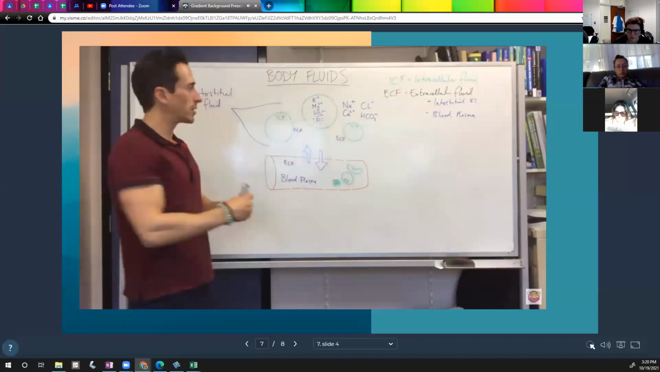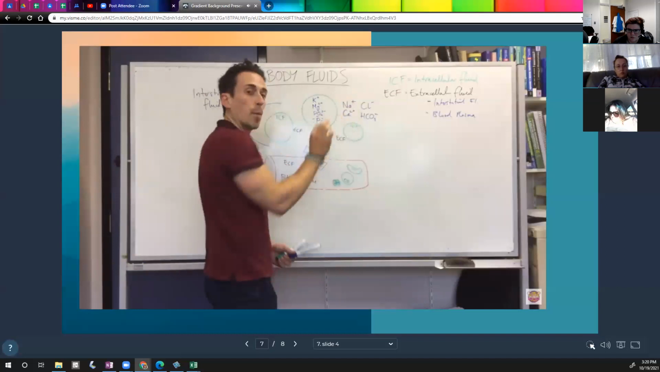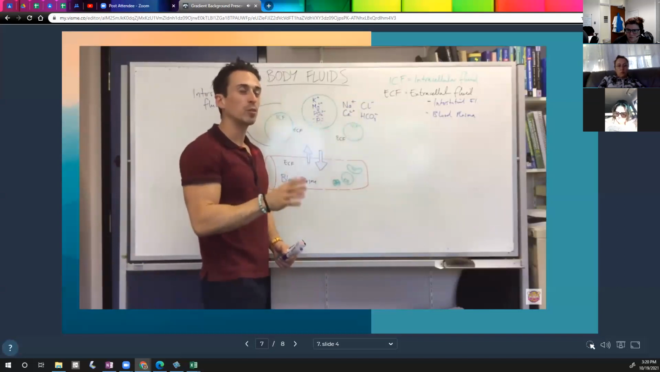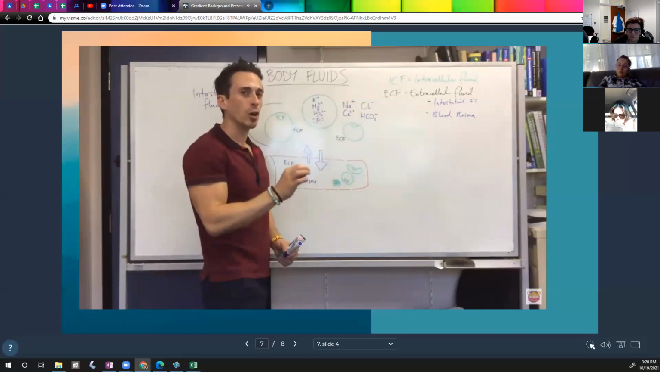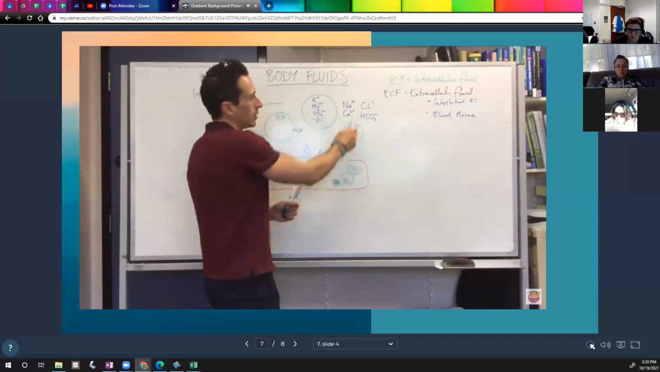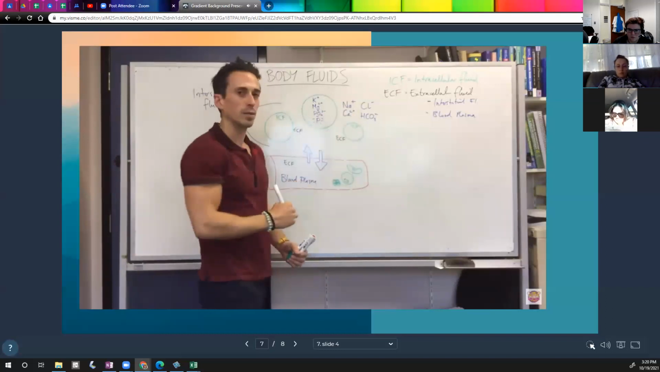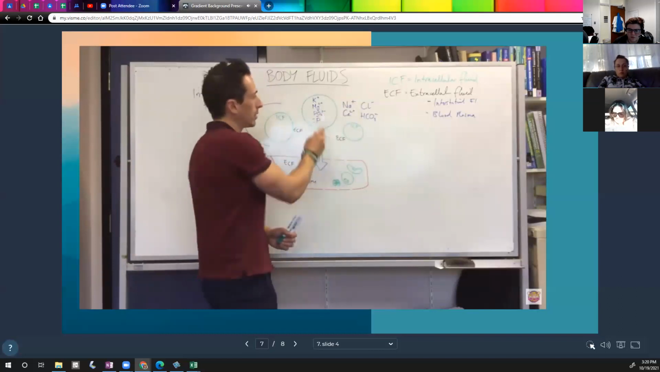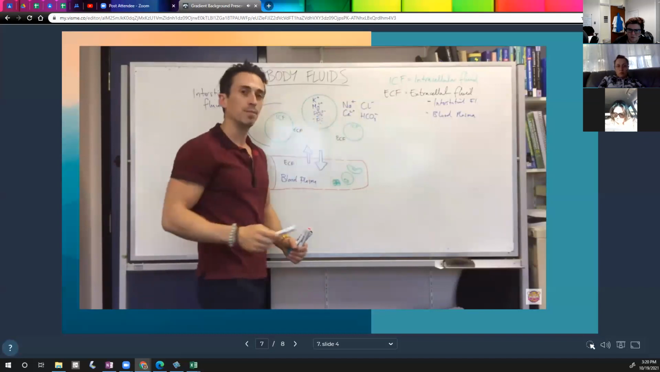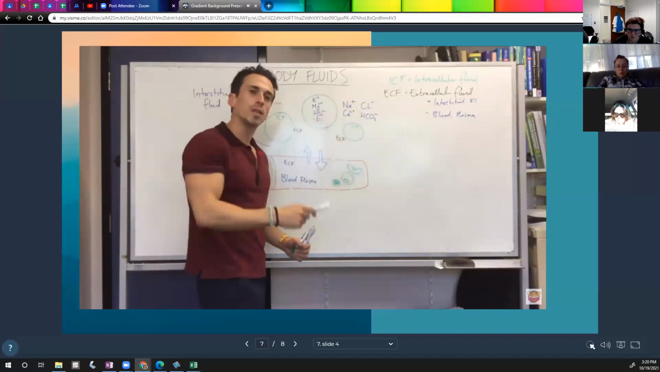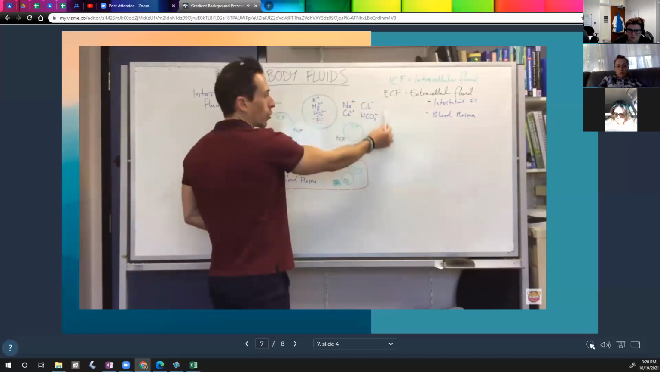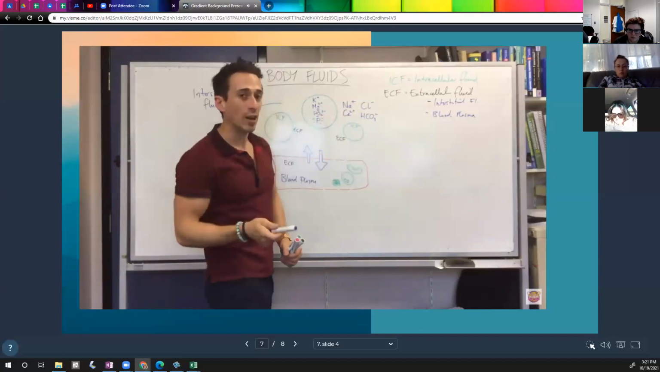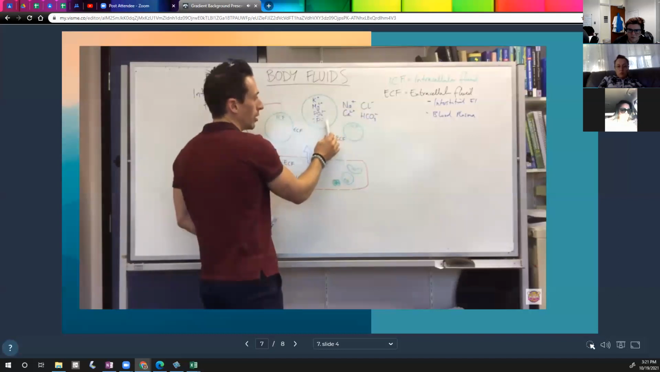Okay, so what you can see is the two most abundant extracellular cations, meaning the two most abundant positively charged ions that sit outside the cell, are sodium and calcium. The two most abundant intracellular cations are potassium and magnesium. The two most abundant extracellular anions are chloride and bicarbonate, and the two most abundant intracellular anions are phosphate and proteins.